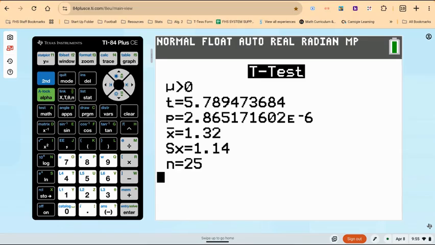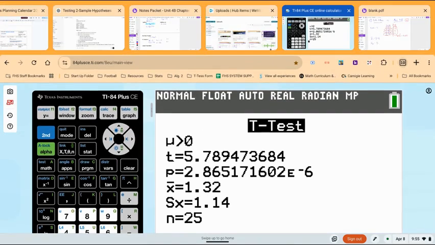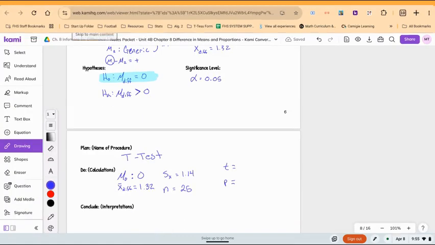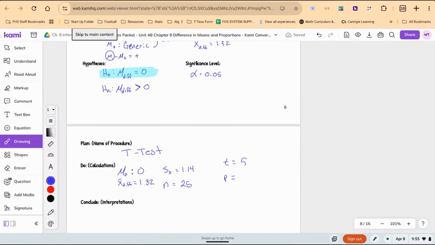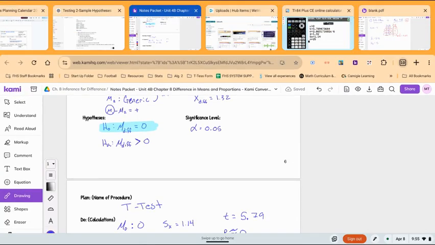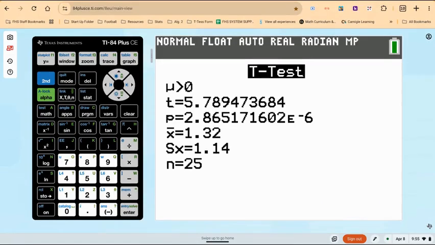Okay, and so those are my two values that I need to have. So we have 5.79 and essentially a p-value approximately equal to 0. Okay, don't forget because of the e right here, e to the -6.